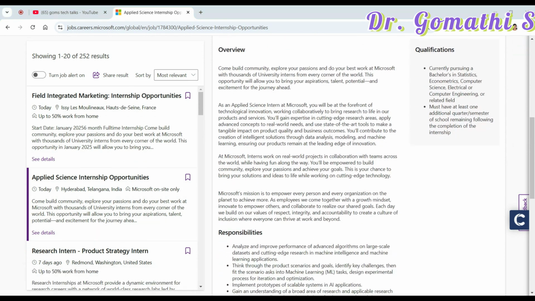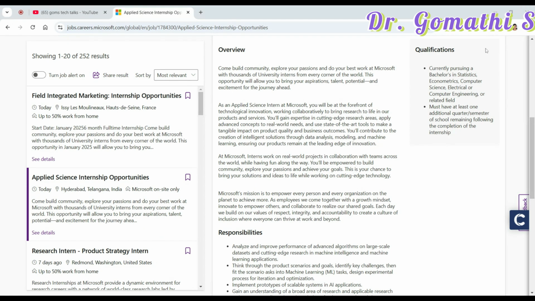In this role, you will analyze and enhance the performance of advanced algorithms on large-scale data sets. You'll be designing experimental processes and optimizing machine learning tasks for real-world scenarios. Implement prototypes of AI applications that can scale seamlessly. Work closely with data, ensuring quality and readiness for modeling and machine learning.